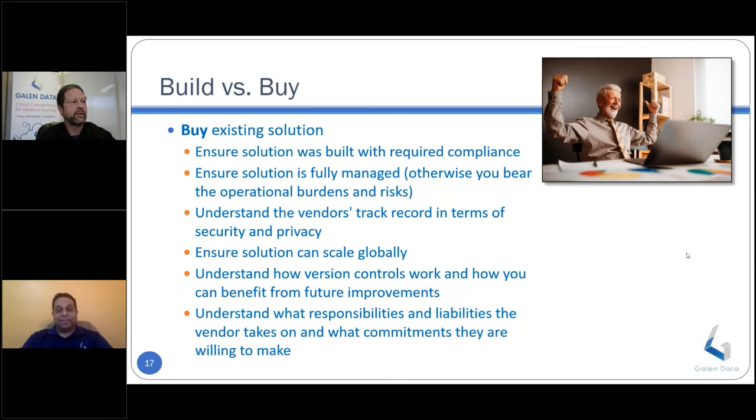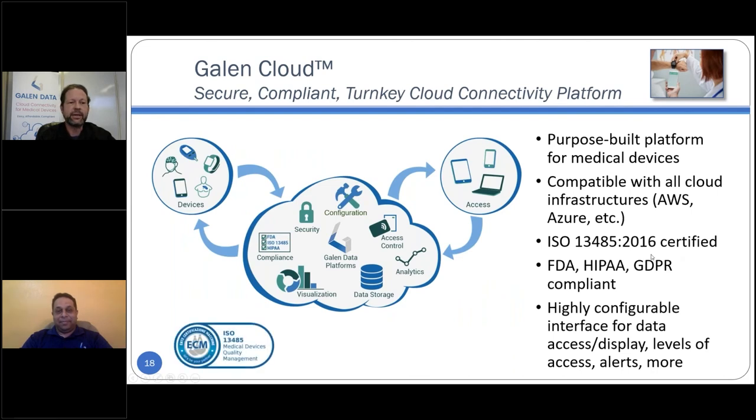That's good advice. Even on the buy side, there's a lot of due diligence that's required to make sure that's the right decision. So if someone's decision is to buy, the Galen Cloud is one of their options. Can you talk about, over the next couple slides, the Galen Cloud and what features and benefits it provides?